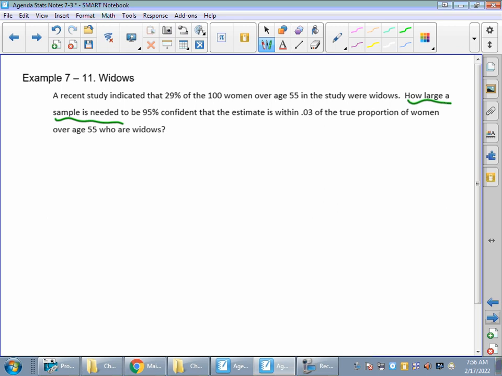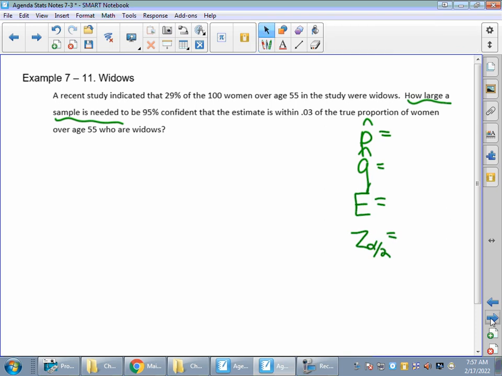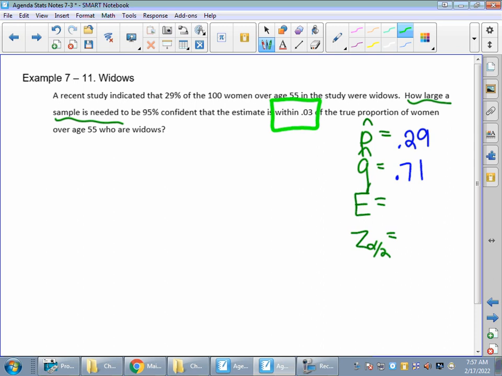We could say senior citizens or elderly or geriatric or whatever. But that's an extra piece of information. So I like to jot down N, that's what we're looking for. So I need to know P hat and Q hat. I need to know my margin of error. And I need to know my Z of alpha over 2. So what is my P hat? In this study of 100 women, 29%, so a 0.29. My Q hat then is the complement of that, or 0.71. Margin of error, within 0.03, so 0.03 is my margin of error.